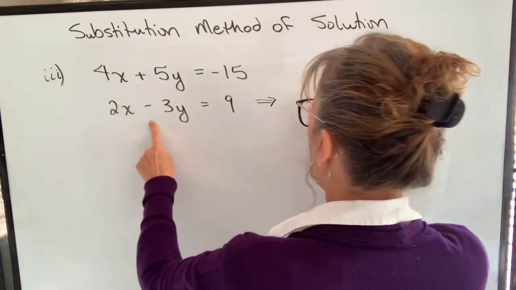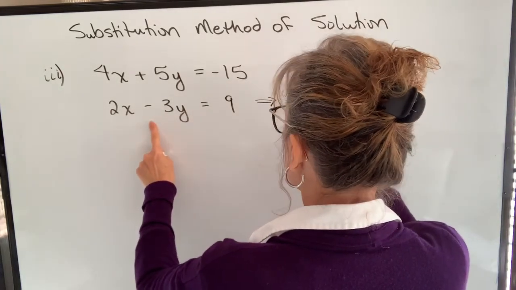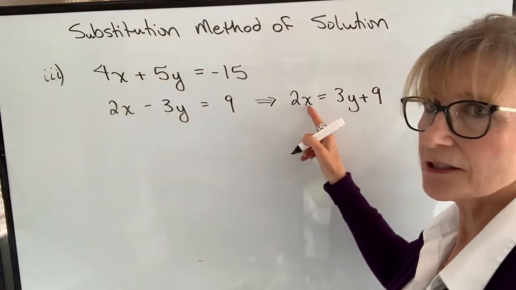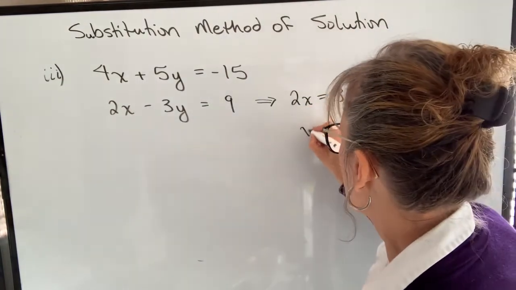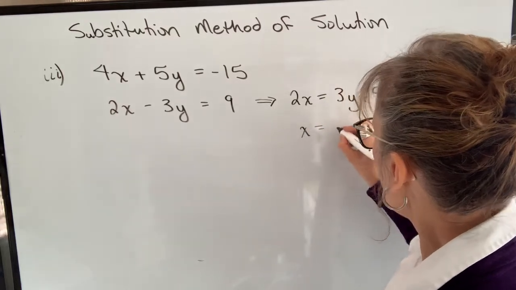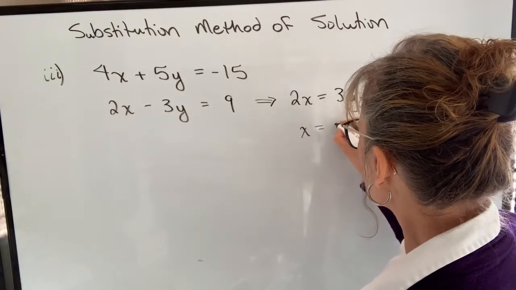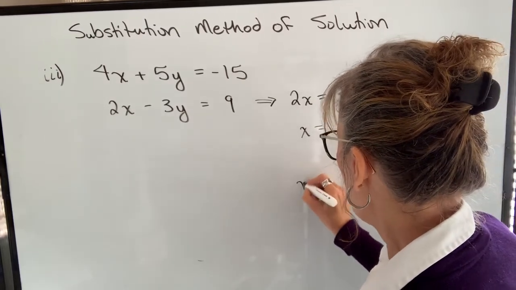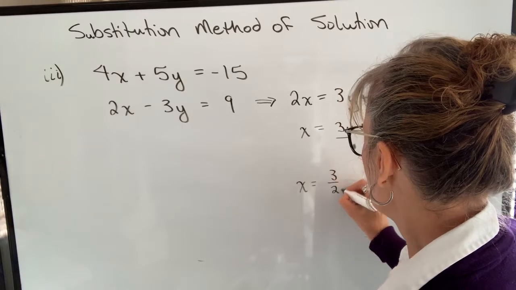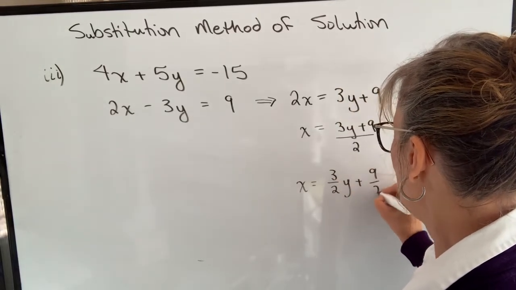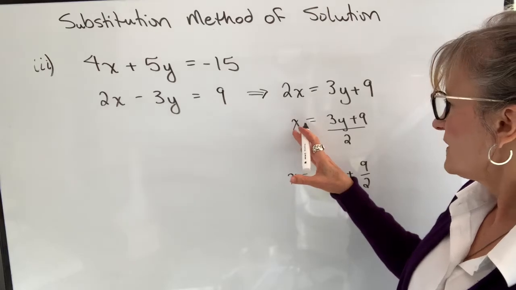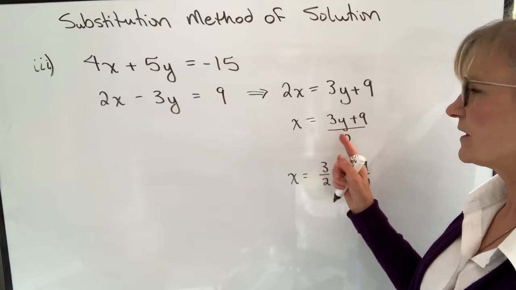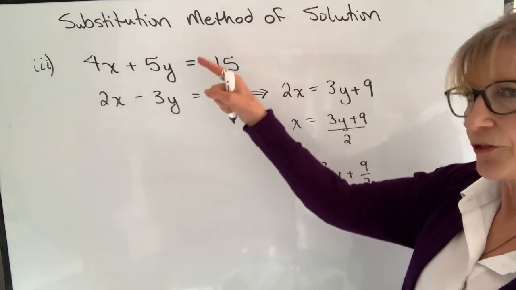So I'm going to add a 3y to both sides. So 2x will equal 3y plus 9. Then to get x isolated, I would have to divide by 2. So I'm dividing the whole side of the equation by 2. So you can do it like that, or each term divide by 2. We can use either of these expressions and then substitute it into the other equation.